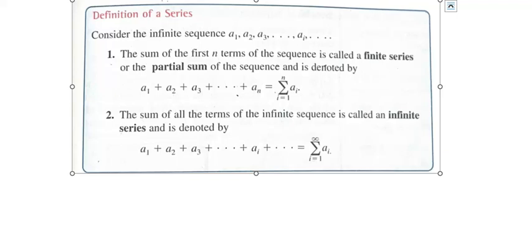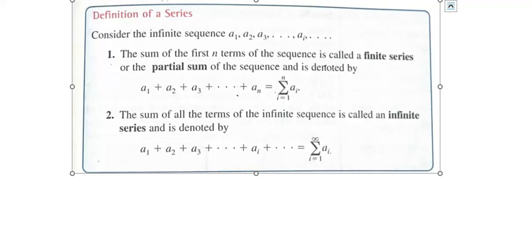Up here you can see in the definition, this is also on page 561 in your book, how the definition works. The number 1 says the sum of the first n terms of a sequence is called a finite series, or the partial sum of the sequence, and it's denoted by first term plus the second term plus the third term, all the way to the nth term of a sequence, which is really equivalent to just the summation notation, or the sum of all those terms.